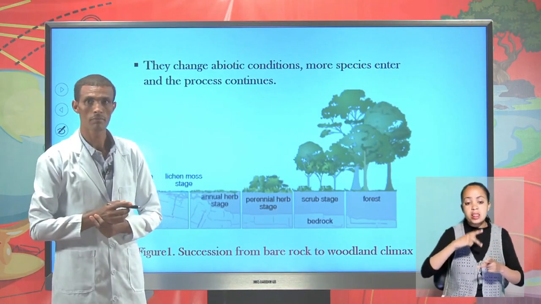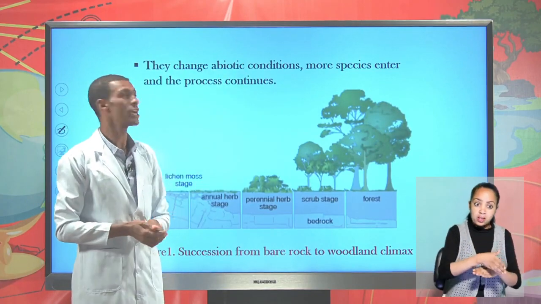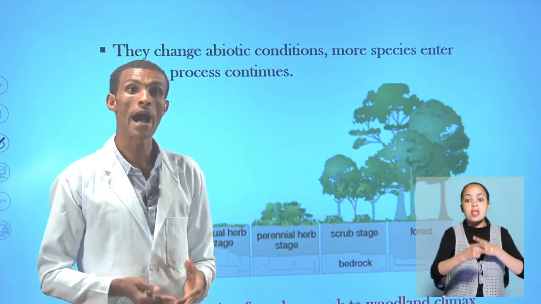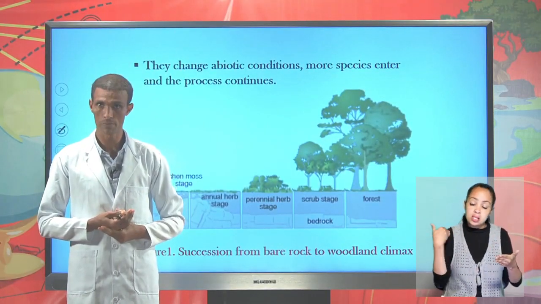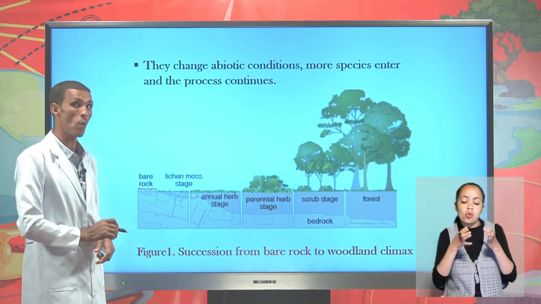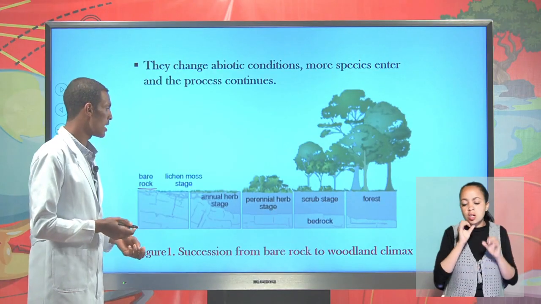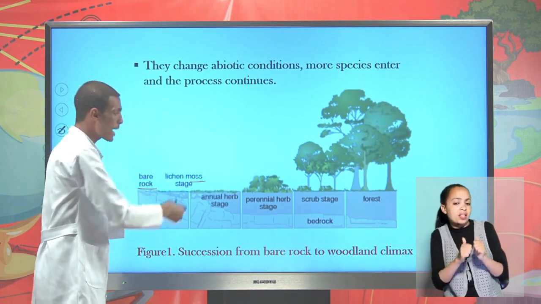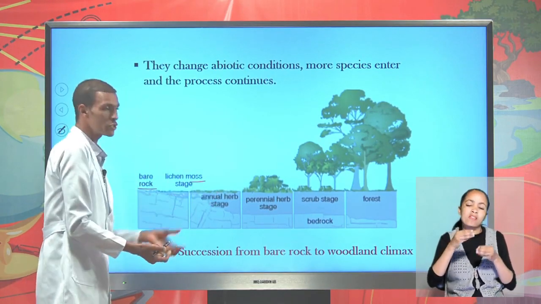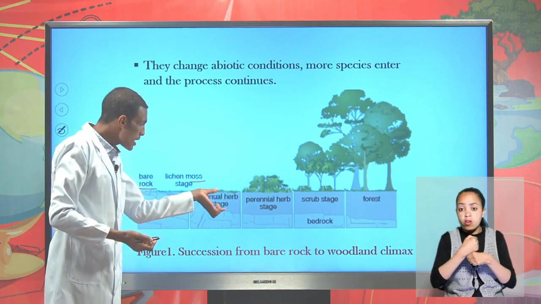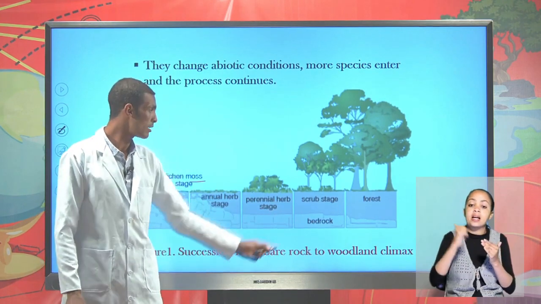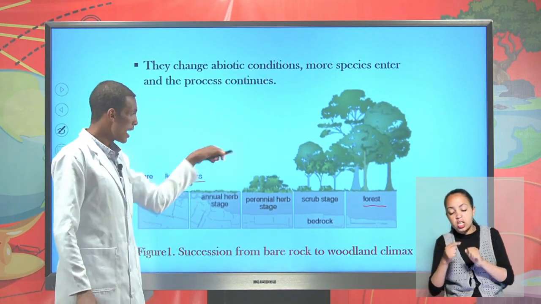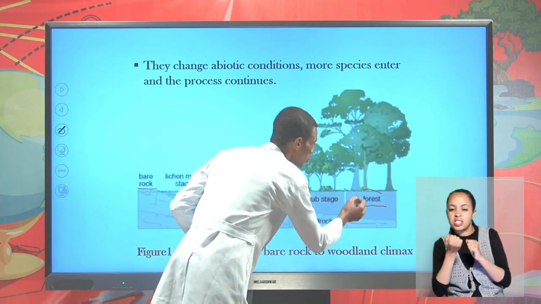The process continues. As one community passes, there is a change in the physical environment, more species enter the area, and the process continues until a final, stable community becomes established. For example, a community invades a bare rock where there is no moisture and no soil. Lichens are outcompeted by moss. When moss passes, it forms primitive soil and moisture. Then annual herbs form, then the perennial herb stage, and finally the forest. Each community passes and changes the abiotic conditions of the area, and another community outcompetes it until the final one is established.